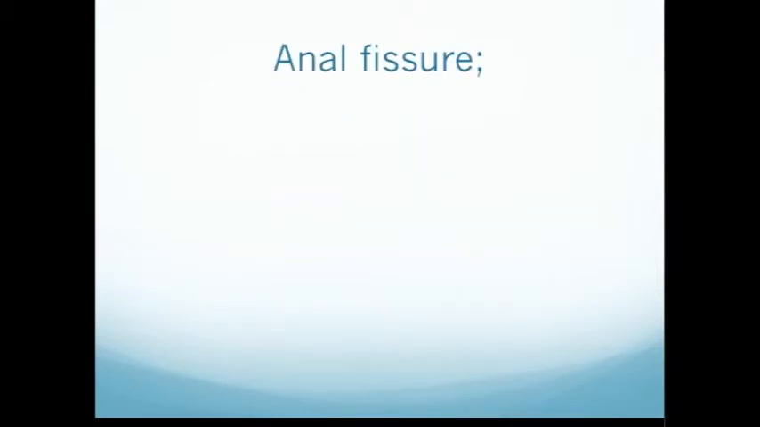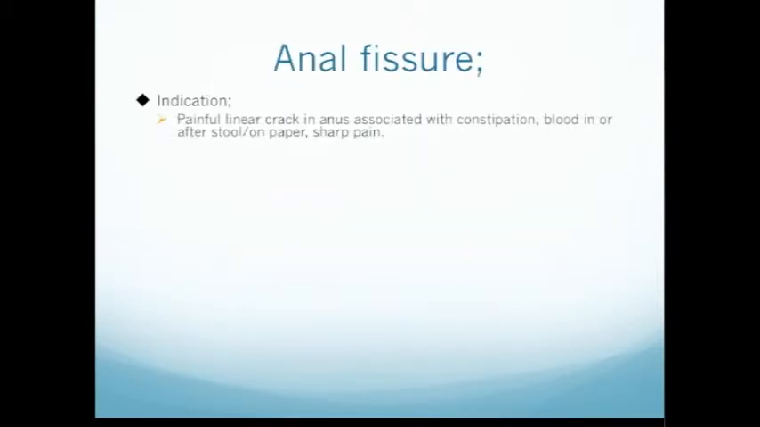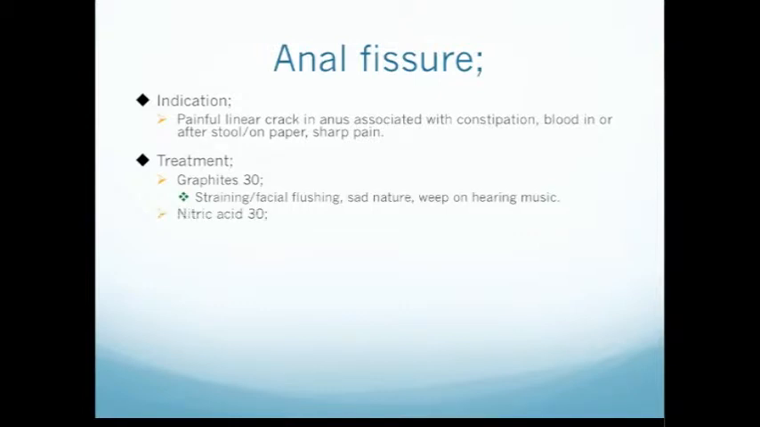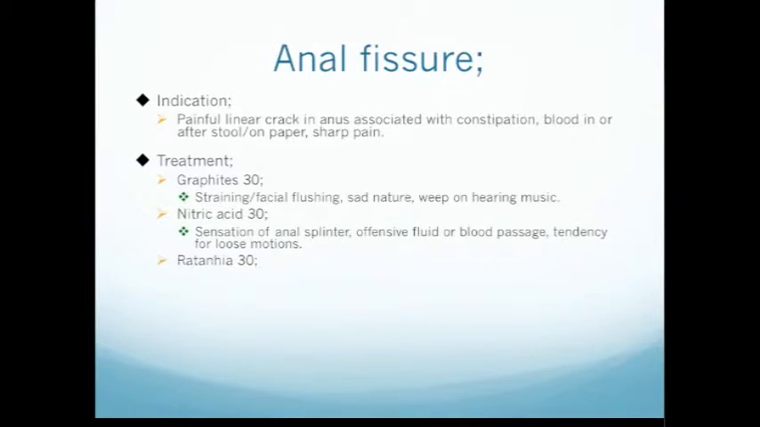Anal fissure. This is indicated for a painful linear crack in the anus associated with constipation, blood in or on the stool, on the toilet paper, and sharp pain. Frequently, the fissure will be on the posterior aspect of the anal canal. Treatment: Graphites 30 is good for straining associated with facial flushing, a sad nature, somebody who tends to weep when they hear music. Nitric acid 30 is good for those with a sensation of an anal splinter, offensive fluid or blood passage, and a tendency for loose emotions.